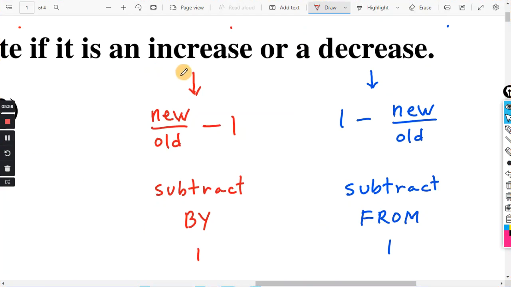So just a reminder for the increase, when you use the formula, you're subtracting by 1. Okay, but for the decrease, you're subtracting from 1. But in both cases, you're using the fraction, the new value, divided by the old value.